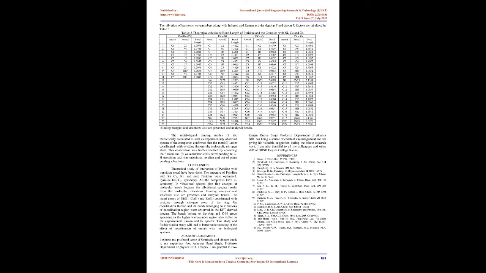Conclusion. Theoretical study of interaction of pyridine with transition metals has been done. The structures of pyridine with Zn, Cu, Ni, and pure pyridine were optimized. Pyridine has C2v symmetry. All the complexes have C1 symmetry. Vibrational spectra give fine changes at molecular levels because vibrational spectra result from the molecular vibrations. Binding energies and structures are also presented and analyzed herein.